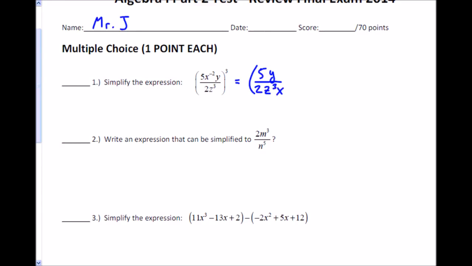And now if I raise everything to the third power, 5 to the third power is 125. 2 to the third power is an 8. And now with the exponents, when I raise something to a power, I multiply the exponents. This is like a y to the first, so I do that. It's going to be a y to the third. This is going to give me a z to the ninth and an x to the sixth, and that's it.